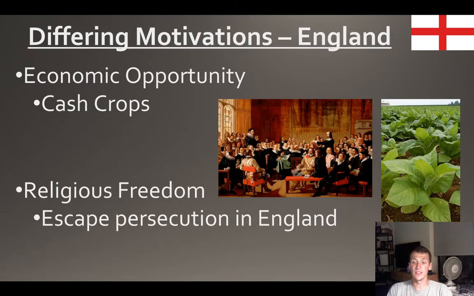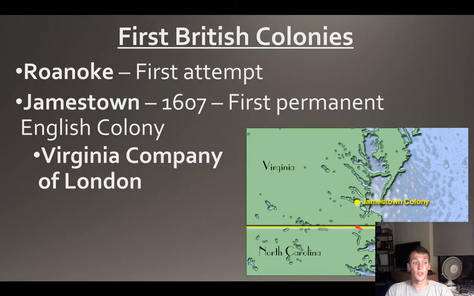So anyway, England's all about the cash crops, right? Tobacco in Jamestown, and that's economic. That's the company that sets that up. They failed at Roanoke earlier than that, right? And religious freedom, right? So people being persecuted, you get the Pilgrims, and then ultimately the Puritans and things like that, right? So we talked about Roanoke, right?